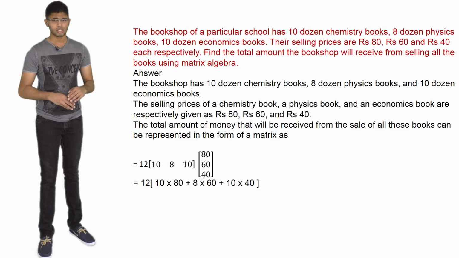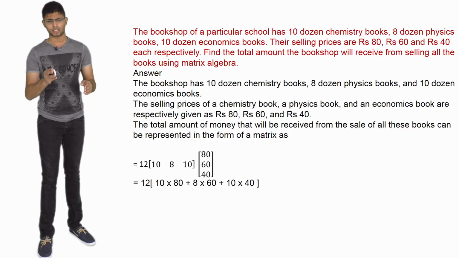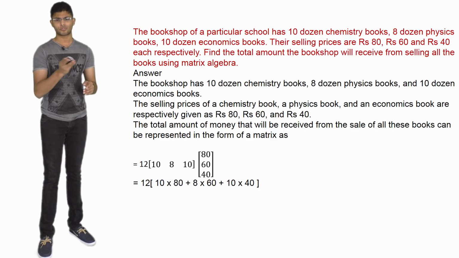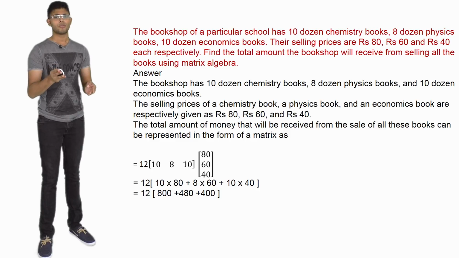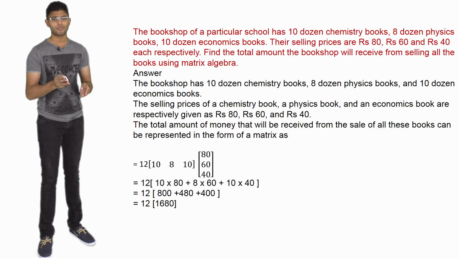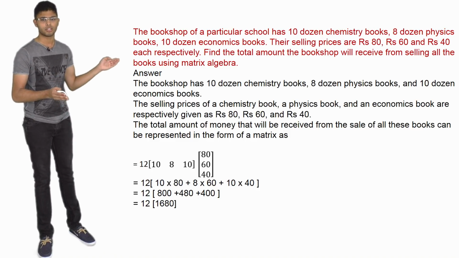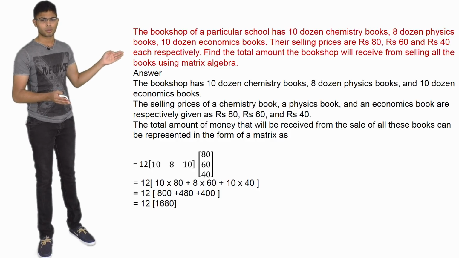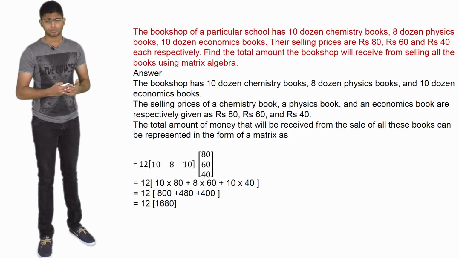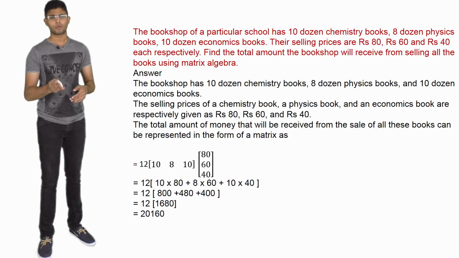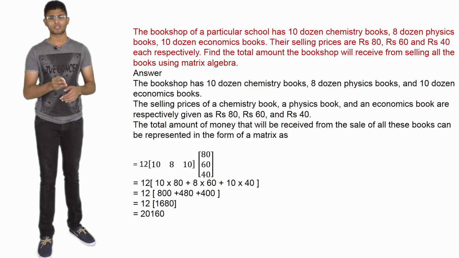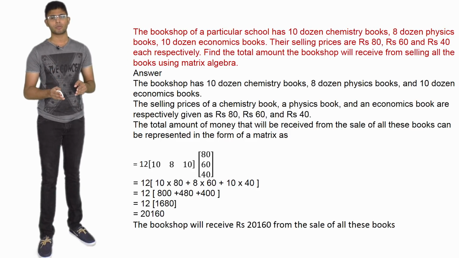Now we're going to multiply the two matrices. We know that we take the first row and first column, and as you can see, we only have one row and one column. So we're going to end up with 12 into what's given over here, which is 12 into 1680. When we multiply these two, we get 20,160. This is going to be the amount of money which the bookshop makes. So that's going to be your answer.